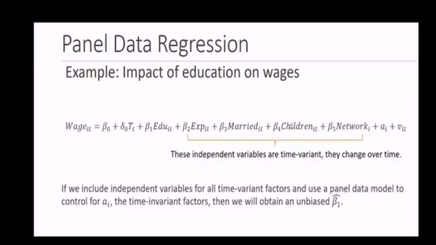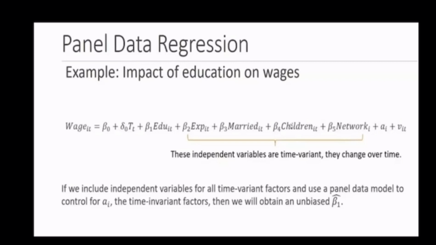Right? I say if we include independent variables for all time variant factors and use a panel data model to control for alpha i, because the major issue there is the alpha i, that we call individual characteristic, which is also a time invariant factor, then we will obtain an unbiased beta one. Don't forget what we're interested in. The primary variable of interest is the effect of years of education on the wages. Does that make sense? Any question up to this moment? You're super good, right?